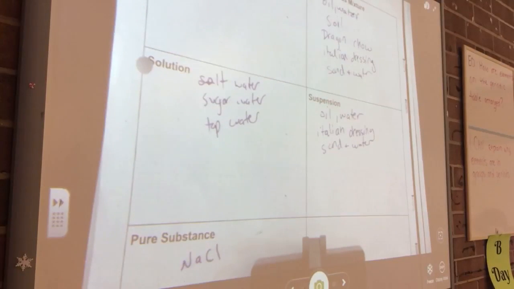Once you're done copying out the correct answers on that, get out your orange paper, which is the solubility lab. Yep, and NaCl is the one that's the pure substance.